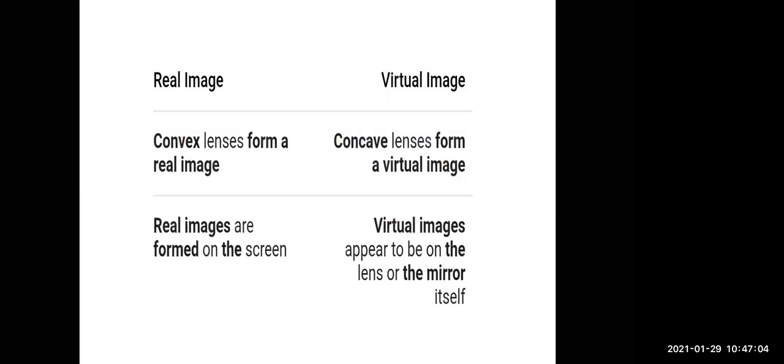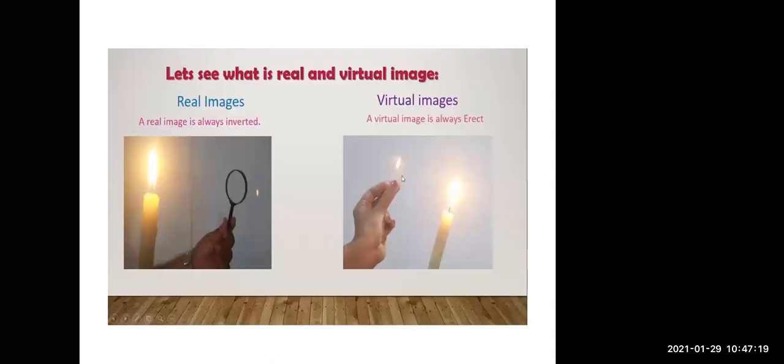Then convex lenses form a real image, whereas the virtual image is formed by the concave lenses. Real images are formed on the screen, whereas the virtual image appears to be on the lens or on the mirror itself. You can see this example here. In the picture format you can understand that real images are formed on the screen, whereas virtual images are formed on the mirrors or on the lenses.